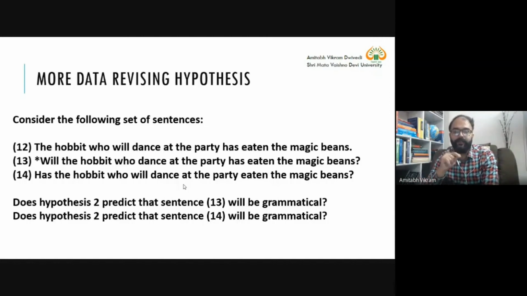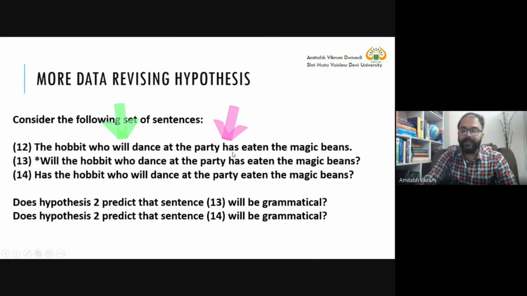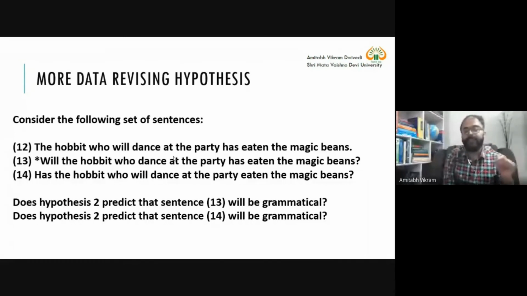The hobbit who will dance at the party has eaten the magic beans. Fine. So the hobbit who will dance at the party has eaten the magic beans. Now you can see you have 2 auxiliaries here. One auxiliary is will, another auxiliary is has. Now the question arises, which auxiliary will you use for making the question? 13 is ungrammatical and 14 is grammatical. Can anyone tell me why 13 is ungrammatical and 14 is grammatical?